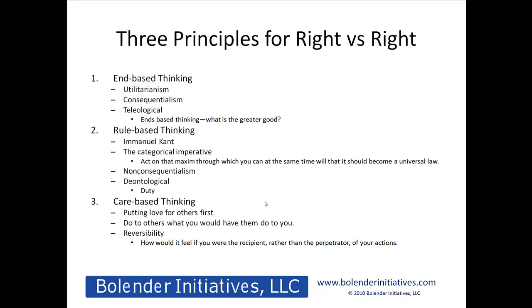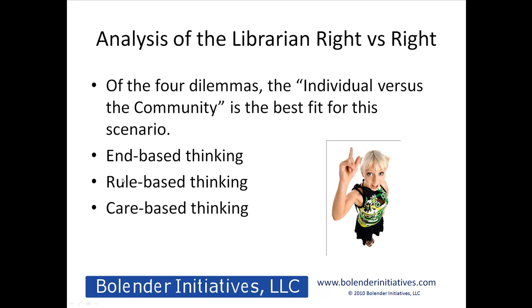Let's take a look at the analysis of these three principles. The librarian, right versus right. Of the four major dilemmas, the individual versus the community best fits the scenario presented earlier. Why? We have the individual, the person who called in asking questions, versus the general safety of the community. In end-based thinking, if the librarian used this thinking, one immediate conclusion could be that the librarian should give the phone number to the detective, since there is the safety of the community at large.